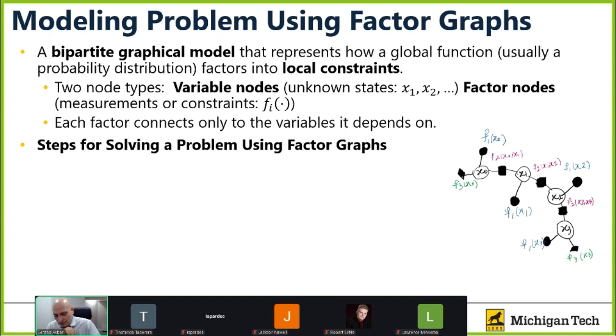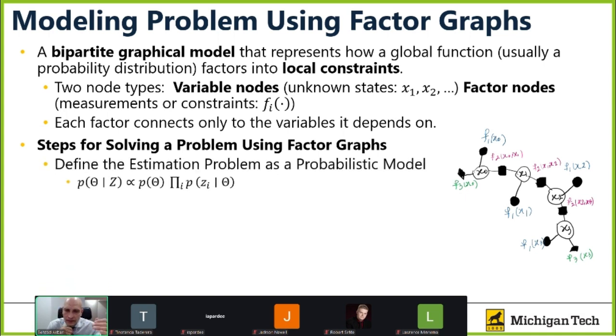So the first step is to define the problem as a probabilistic model. That's the main thing. What is a probabilistic model? Actually, a posterior density. You need to find the posterior of that variable given some measurements, which we call z. So you need to define the problem as a posterior density.